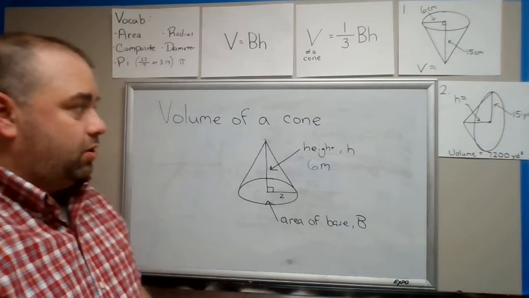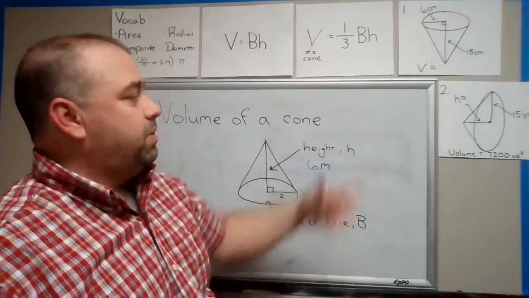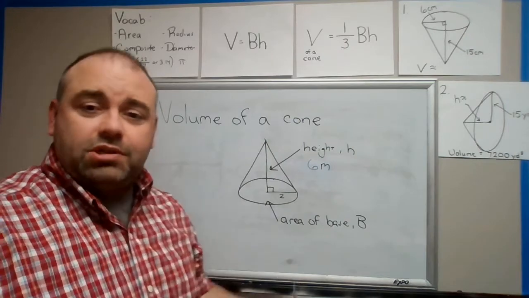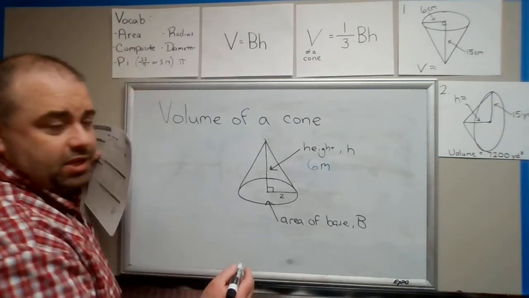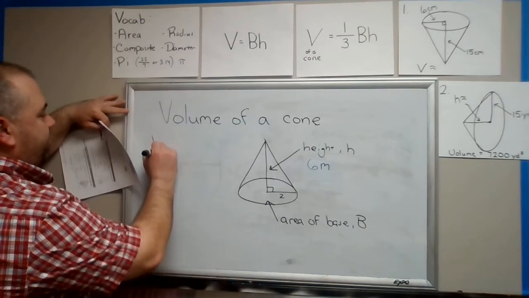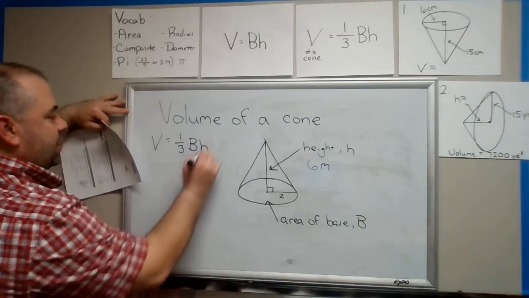Well, the first thing we're going to do is set up our formula. So we have volume equals 1/3 base times height. So let's plug in some stuff. Now, if you have a piece of paper and pencil, this is where you should be writing stuff down so you can get your practice in. So I would set it up always writing my formula first. So I have volume equals 1/3 area of base times height.